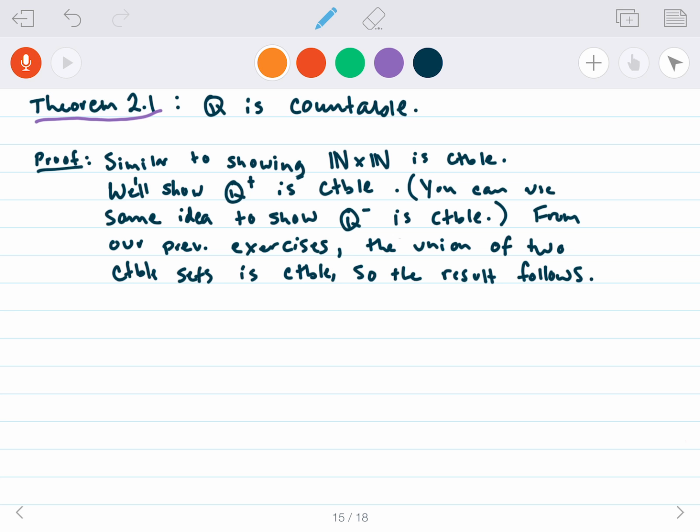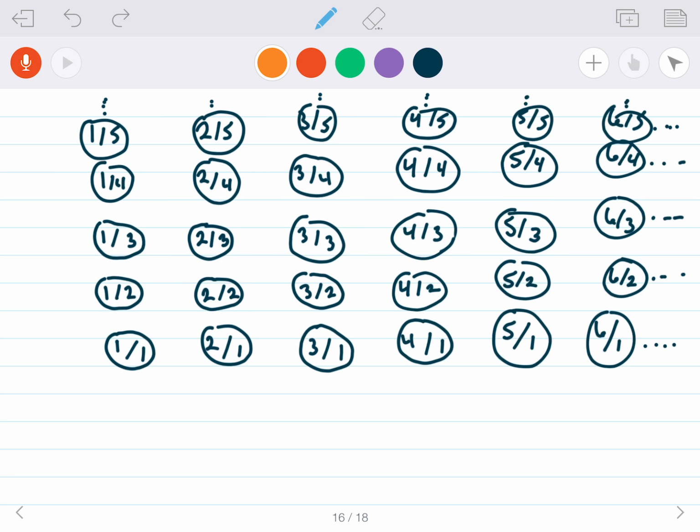And from a previous exercise, we know that the union of two countable sets is countable. And so Q plus union Q minus is Q. If each piece is countable, Q is countable. Okay? So, again, we're going to make a picture like this.